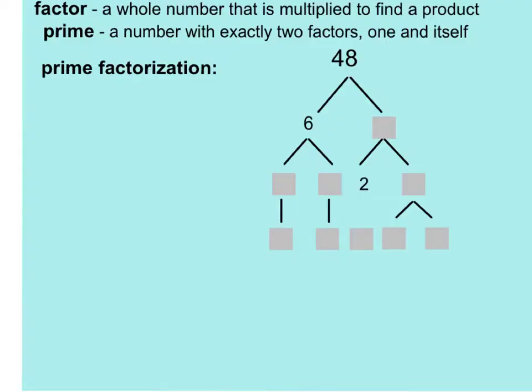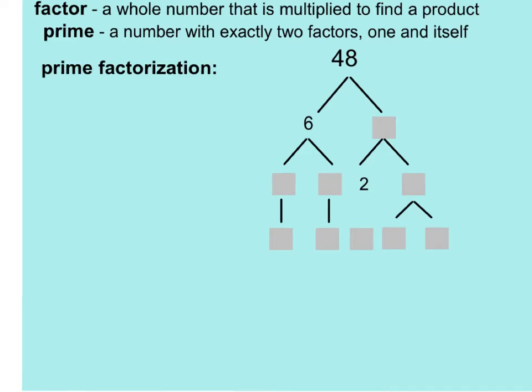Okay, first of all, what's a factor? A factor is a whole number that is multiplied to find a product. Okay, and then prime, that's a number with exactly two factors, one and itself. So prime factorization means, we've done this before, we're going to break the number down, saying 6 multiplied to what is 48, and we're going to keep breaking it down until all we have left are prime numbers. So let's start that process.